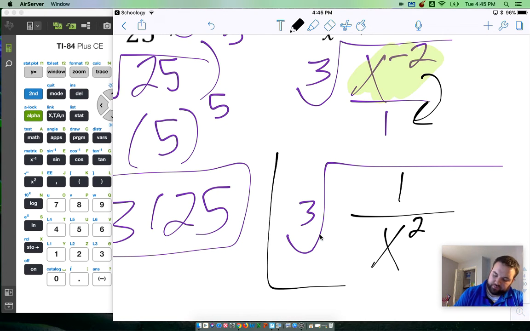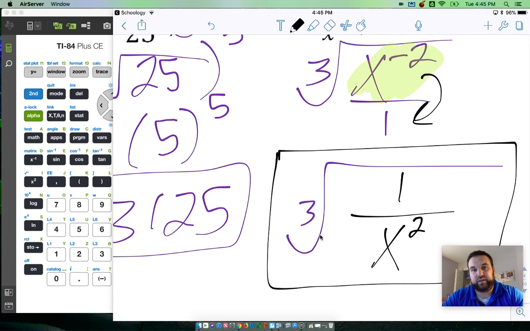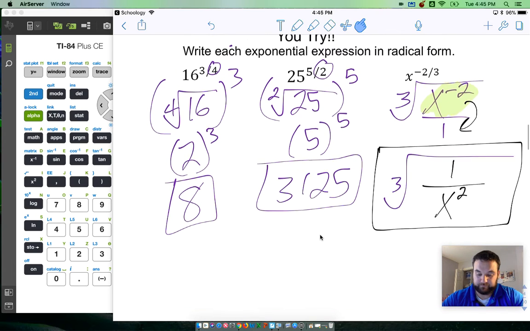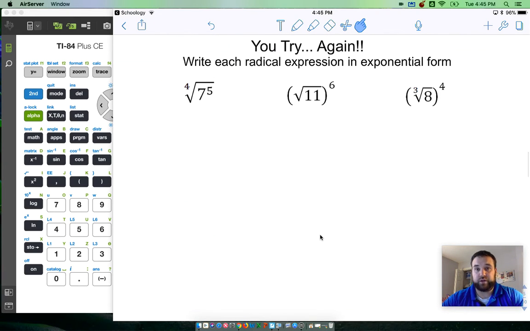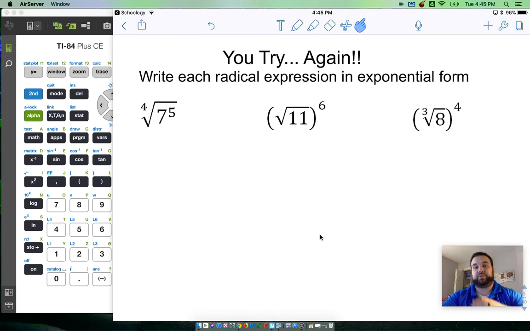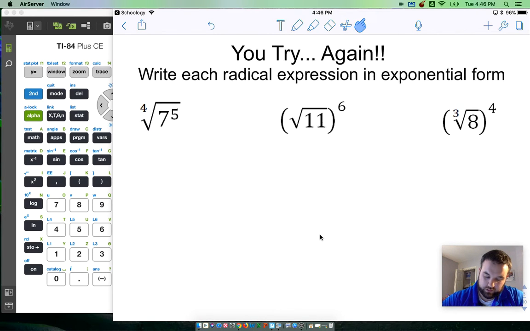Again, there's no more simplification we can do with this. We got rid of the negative exponent and we changed it into a radical. So we're good to go there. Again, if you want to pause real quick, now this is the opposite. So this is taking something that's written in radical form and writing it as an exponent instead.